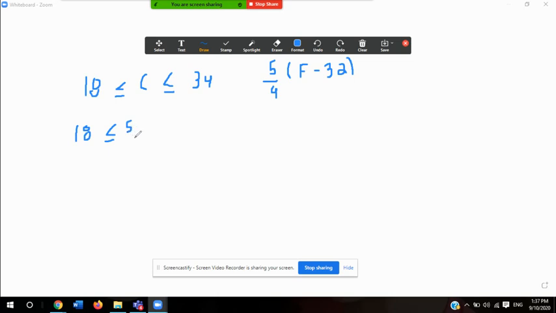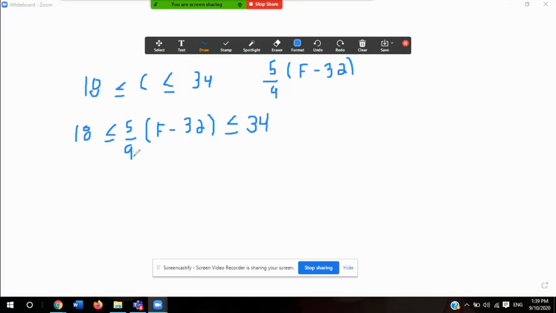5/9 times F minus 32, and of course, that is less than or equal to 34. So all I did was change the value of C into the formula, and I have to change each temperature to Fahrenheit.